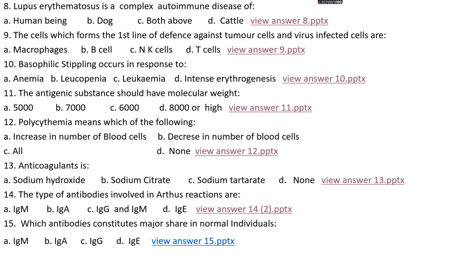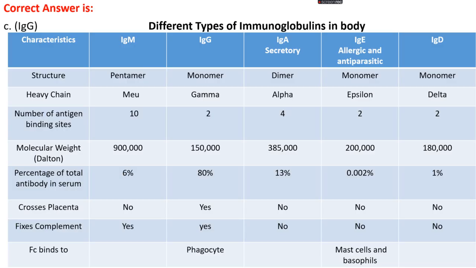Okay. Question number 15. Which antibody constitutes the major share in normal individuals? Option A, IgM. Option B, IgA. Option C, IgG. Option D, IgE. The right answer is option C, that is IgG.